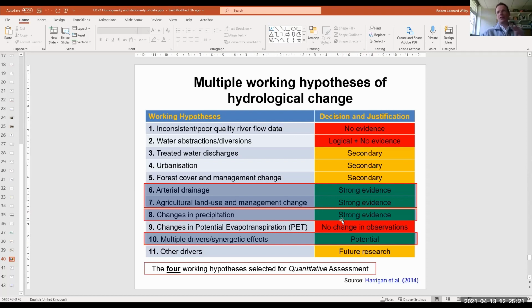But I present this example because it offers an overarching framework for how we might go about attributing hydrological change or changes in extreme events.